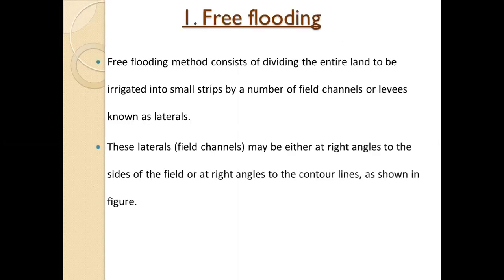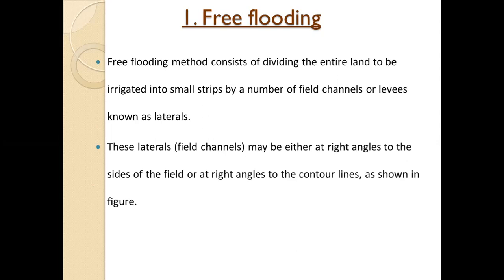So starting with free flooding. Free flooding methods consist of dividing the entire land to be irrigated into small strips by a number of field channels or borders known as laterals, right? So, in this first sentence, it means that the land is properly divided into small strips, right? So, a number of borders.